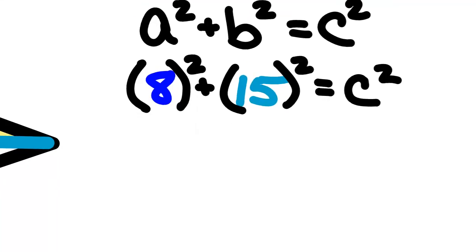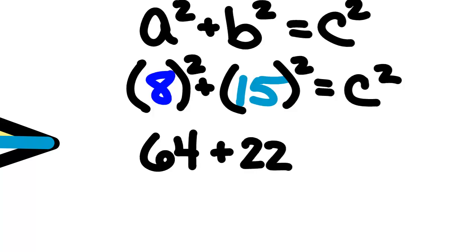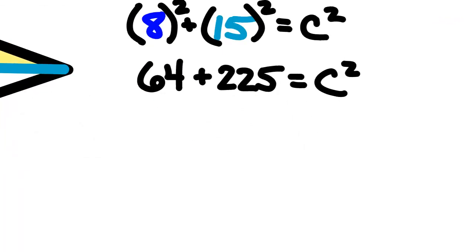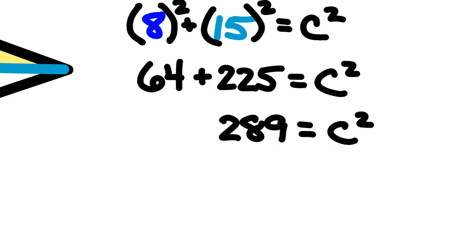Well, I know 8 squared, that's 64. What's 15 squared? 225. And what do I get when I add those two together? 289 is equal to C squared. And then we do what?